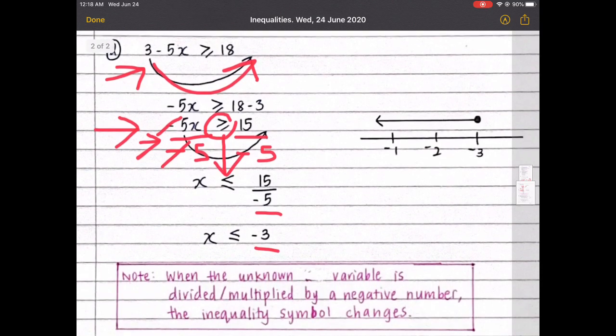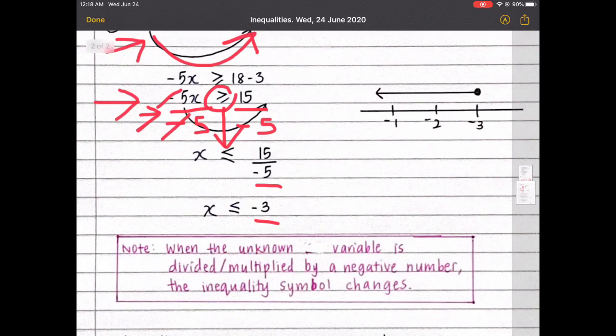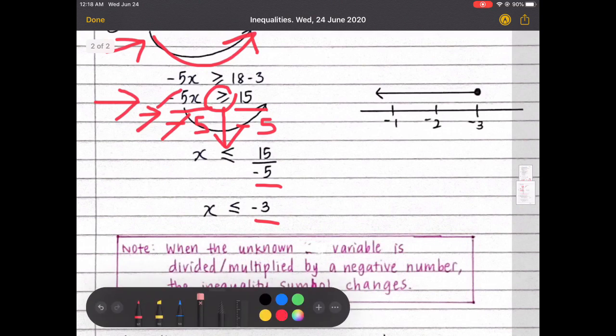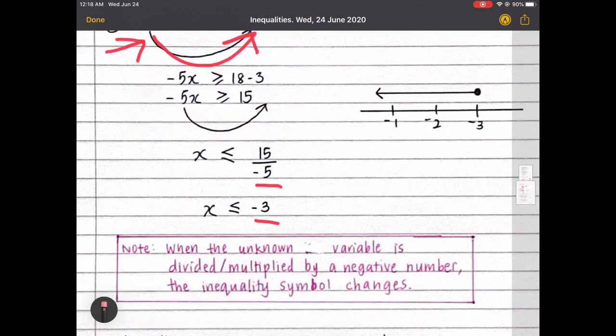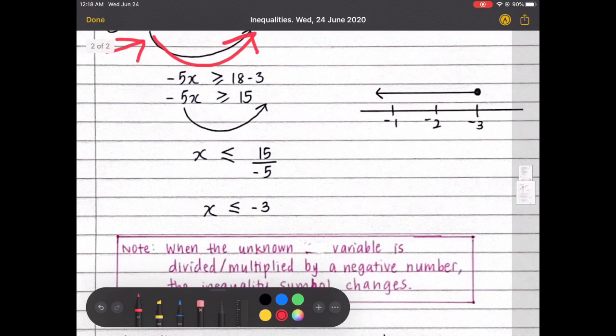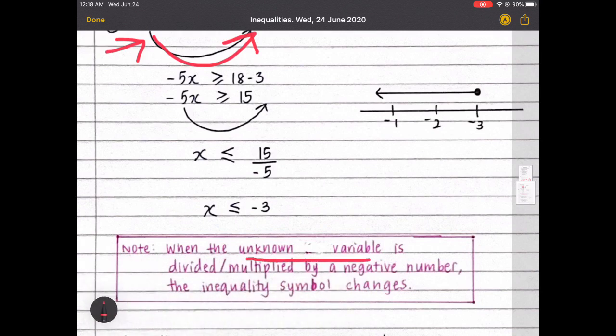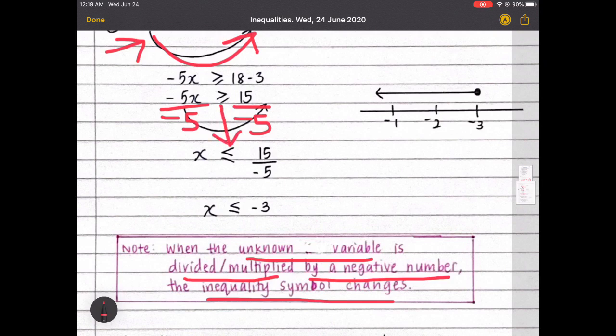Okay. So here I put down a note. It says, when the unknown variable is divided or multiplied by a negative number, the inequality symbol changes. So that's what I was explaining on this part. Let me just repeat that part. Whenever the unknown variable is divided or multiplied by a negative number, which means that here I'm going to divide it by -5, which is a negative number, and I do it on both sides, the inequality symbol changes. So the symbol flips. Okay?